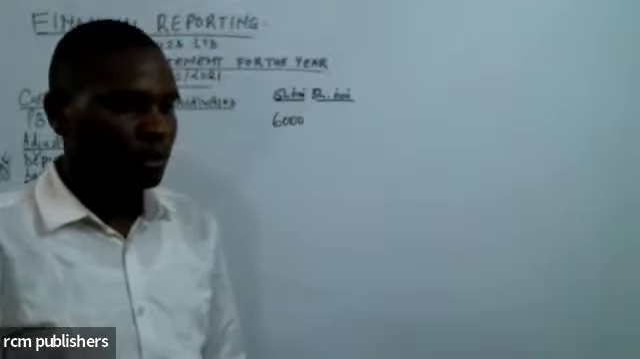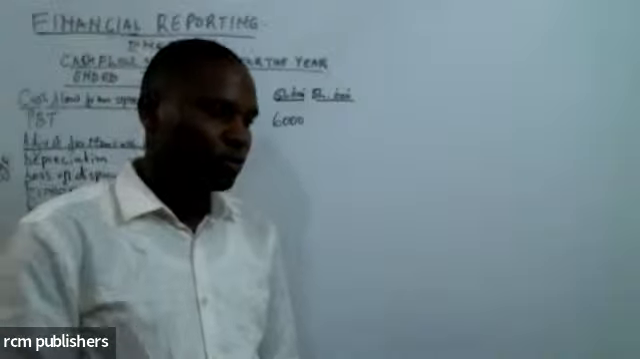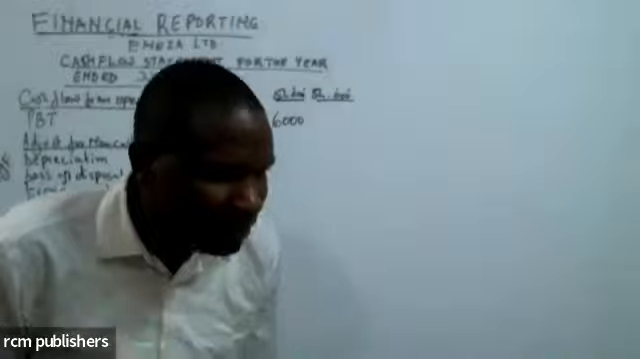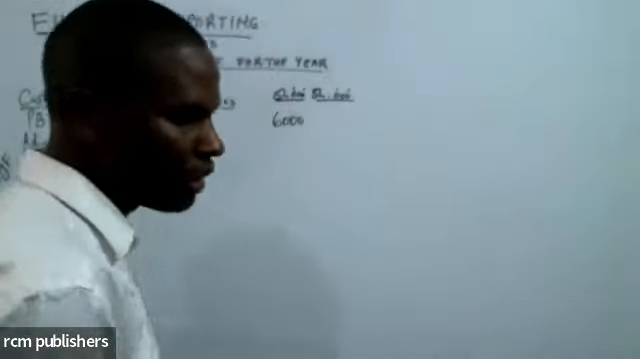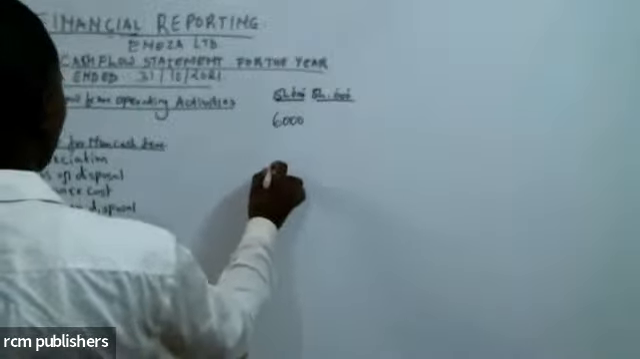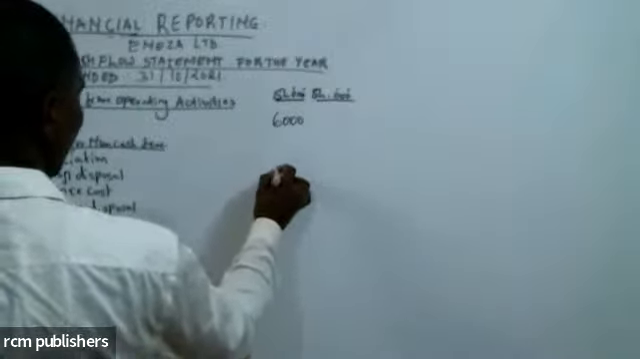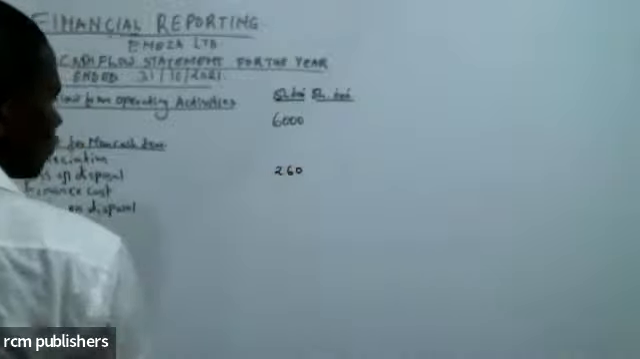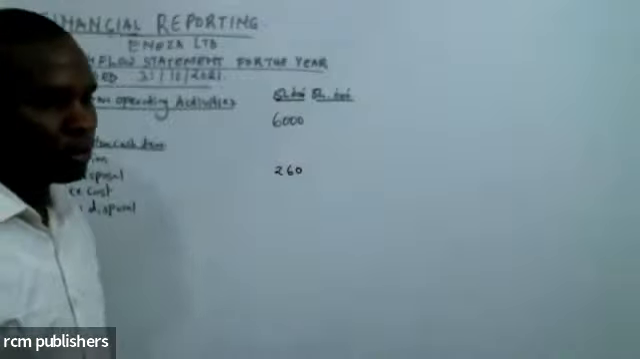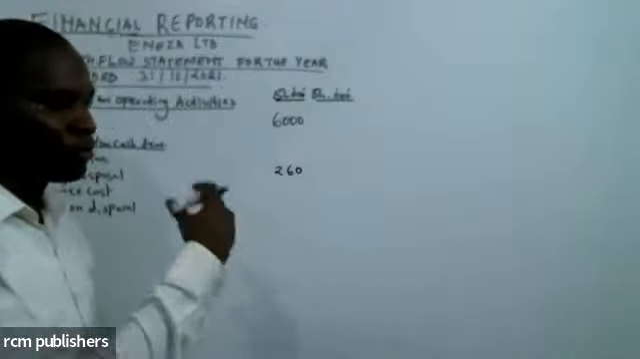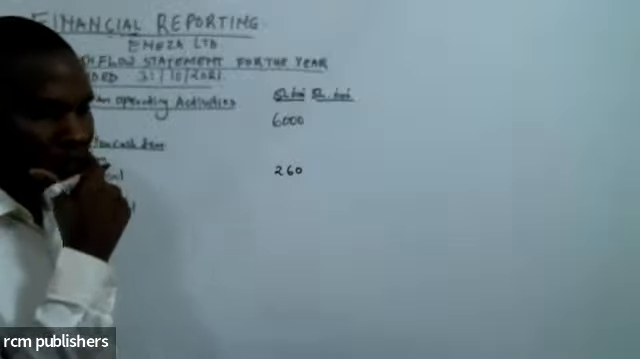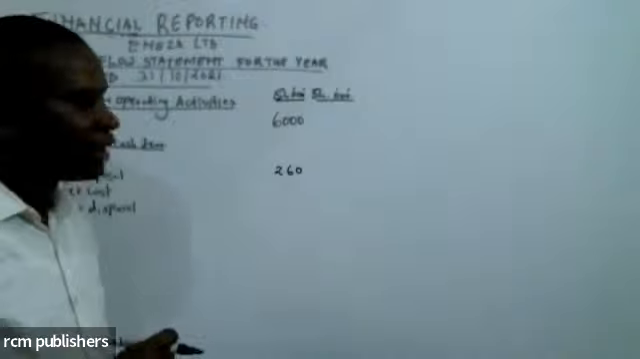Loss on disposal. There was a loss on disposal here. That is 260,000. So we eliminate 3 zeros, so loss on disposal is 260. Are we going to add it or subtract it? Loss on disposal, is it added back or subtracted? Some people are saying we subtract, some people are saying we add.